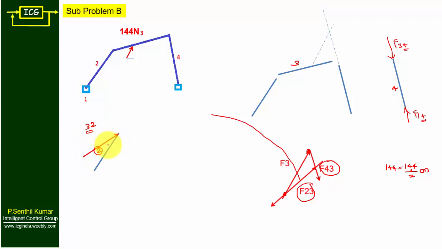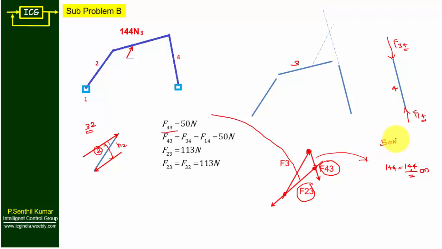Now draw a parallel opposite force for this line, in the upward and downward directions. You measure this distance. This is nothing but our h2. So what is the formula? If you find F43 here and use the conversion, you will get 50 Newton force. So F43 is 50 Newton, and F34 is the same, 50 Newton. Then F34 equals F14, the same 50 Newton. What is F23? You just measure F23 and use the conversion factor, you will get 113 Newton. So F32 is also 113 Newton.